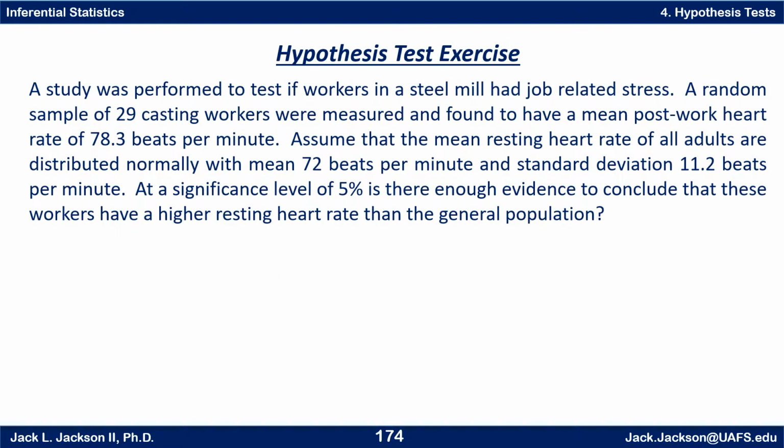A study was performed to test if workers in a steel mill had job-related stress. A random sample of 29 casting workers were measured and found to have a mean post-work heart rate of 78.3 beats per minute. Assuming that the mean resting heart rate of all adults is distributed normally with mean 72 beats per minute and standard deviation 11.2 beats per minute. At the significance level of 5%, is there enough evidence to conclude that these workers have a higher resting heart rate than the general population?